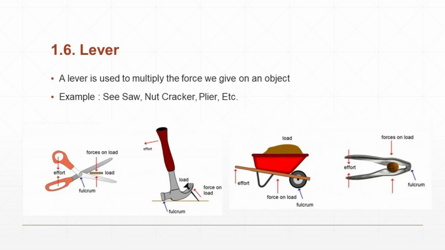Now the next type of simple machine we are going to learn is the lever. A lever is used to multiply the force we give on an object. Look at the picture: scissors, hammer, wheelbarrow, nutcracker. These are different types of simple machines used to do our work easily. Seesaw, nutcracker, and plier are examples of levers.